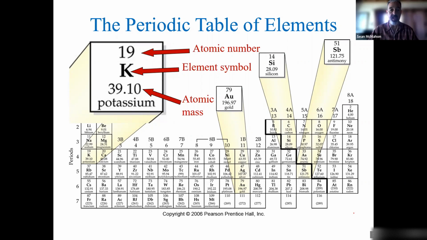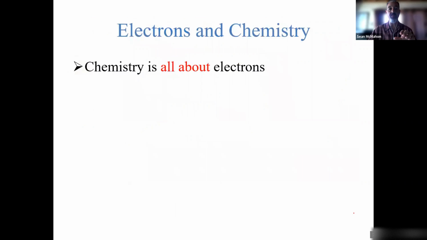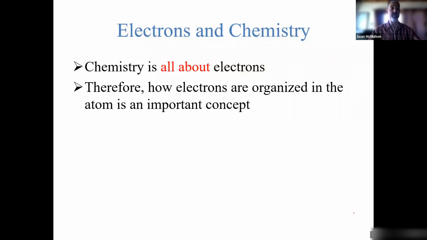And again, the last couple lectures, we were really focusing on the atomic number, the number of protons, the mass number, the number of protons and neutrons, and how to calculate the average atomic mass based on the frequency of the isotopes. In this one, we're going to focus on the physical and chemical properties, and that all boils down to the electrons. So chemistry is all about the electrons. Therefore, how the electrons are organized in the atom is a very important concept.